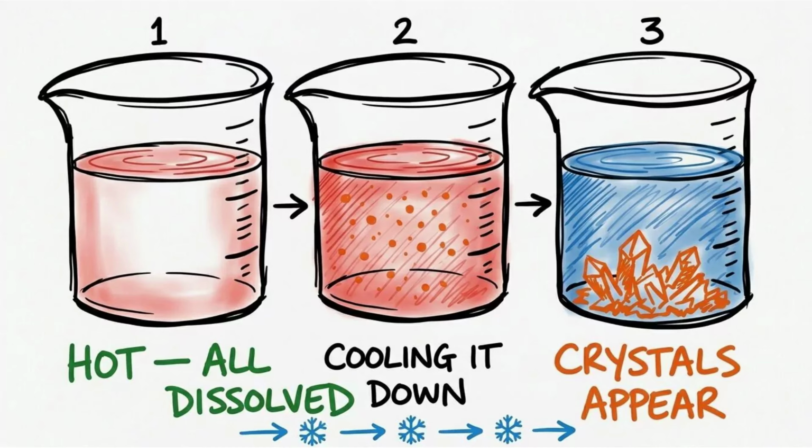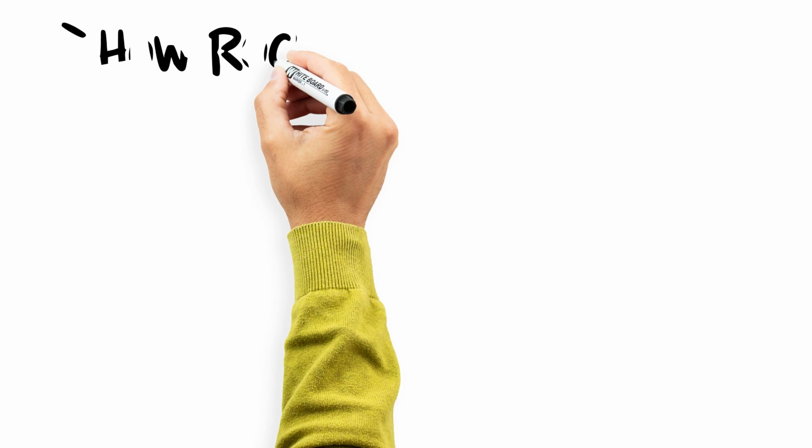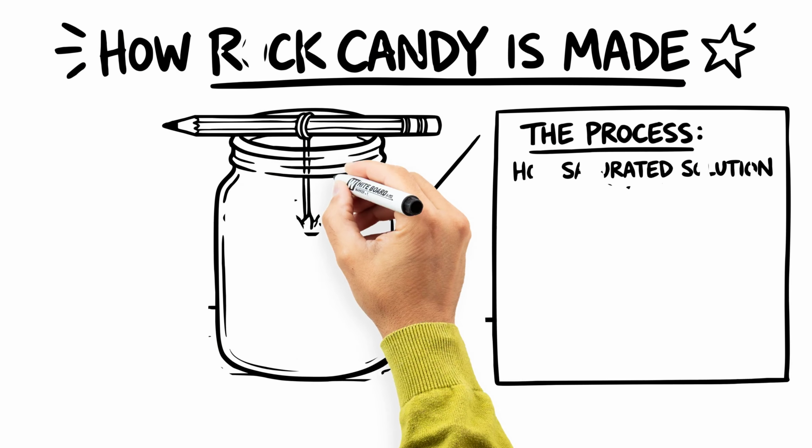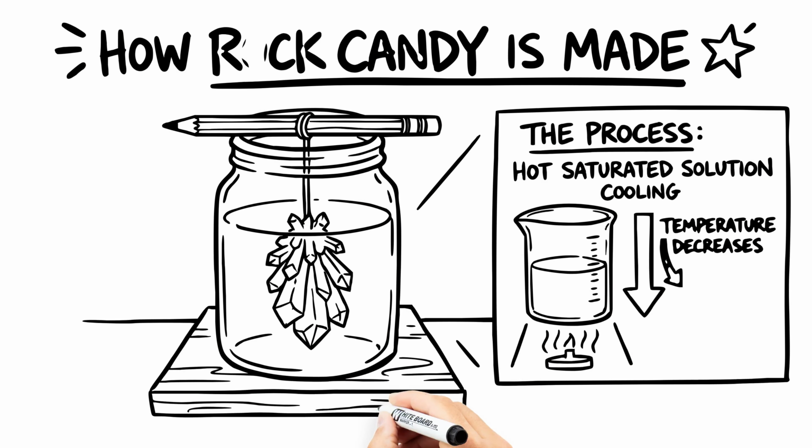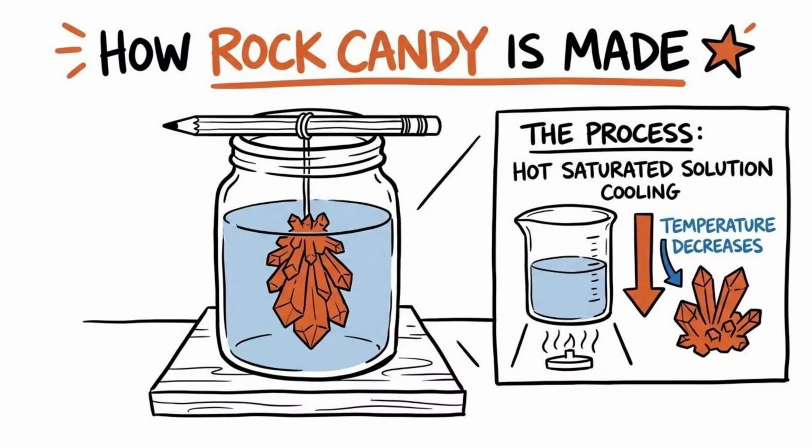Now cool it back down. Watch what happens. The solute comes out of solution. It crystallizes. Solid crystals form as the solution cools. This is exactly how rock candy is made. You grow sugar crystals by cooling a hot, saturated sugar solution. Hidden genius.